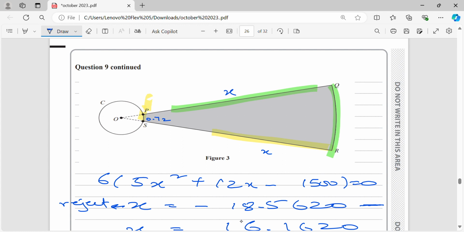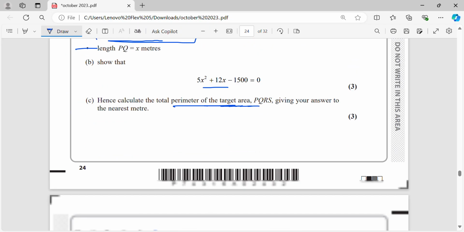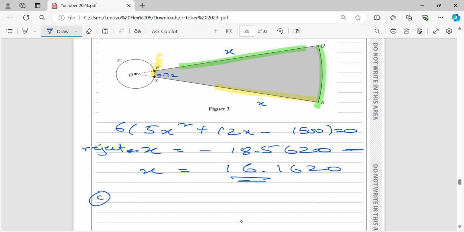QR, we can find it. Okay, let's start, because I have to find the perimeter. In the C part, the perimeter is basically adding up all sides. So the first one is 0.72. This is done. Then x is 16.1620, or just round up to 16.2, because both are the same. So this x and this x are the same, so I will add one more time, 16.2, plus the arc length QR.